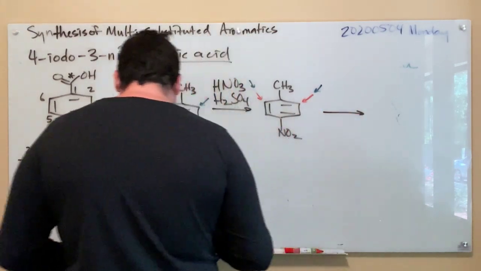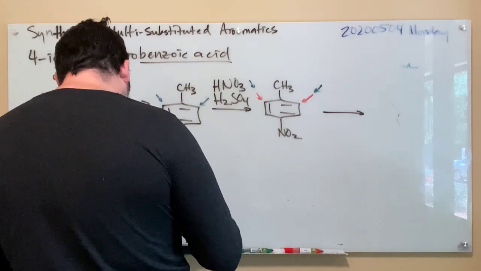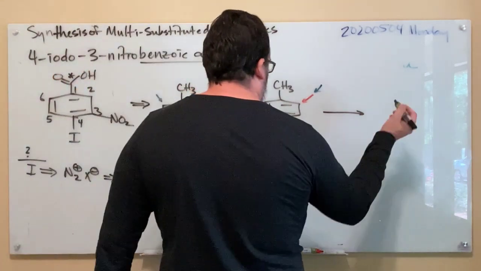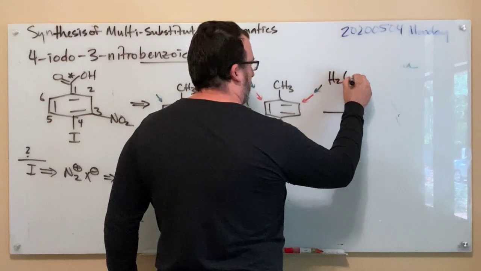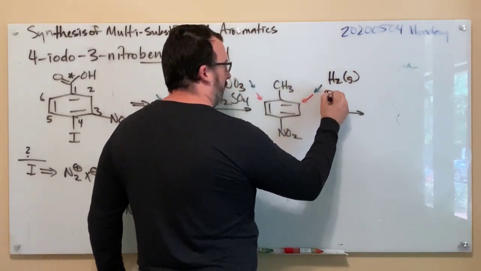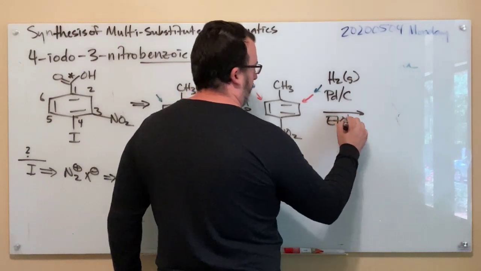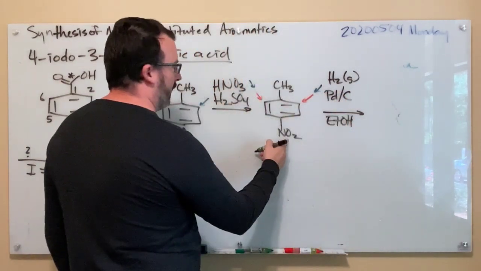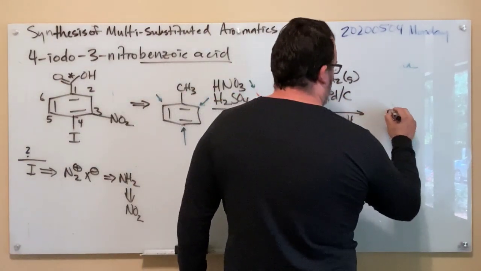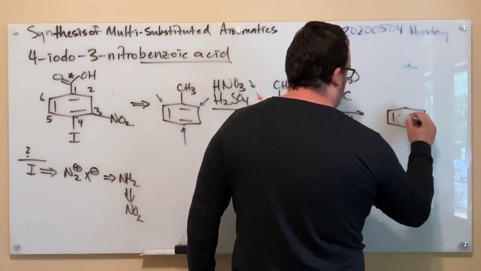So let's go ahead for these reduction conditions. Let's use hydrogen gas, palladium on carbon in the solvent of ethanol. So hydrogen gas will do the reduction to the amine.